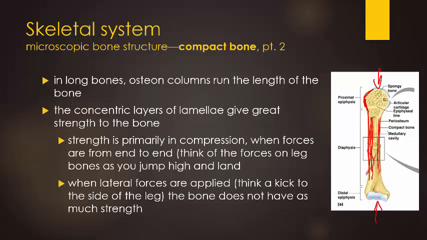Now, if on the other hand, in a karate class, somebody gave me a big chop in this direction, so a lateral force, then that could potentially break that bone. It would be very unlikely to break the bone just because I jump up and down if I have normal, good, healthy bones. So compact bone, because of these columns, creates very, very strong structures in the body. Okay, so there's compact bone.